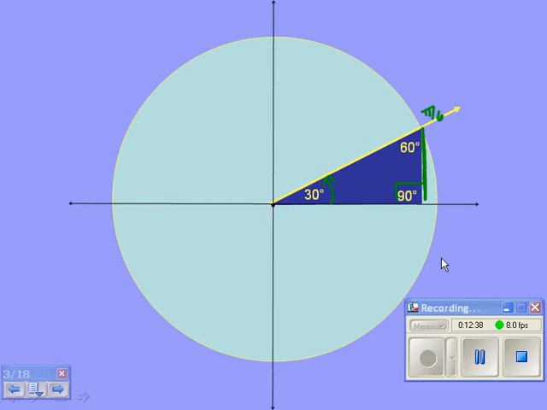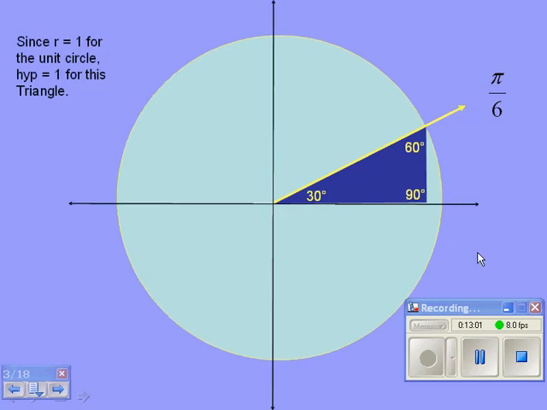Oh, Giovanni says that the hypotenuse is 1, and he is correct. Why is the hypotenuse 1? That is correct. It's the radius, right? The radius is 1 for the unit circle. That means that the hypotenuse is 1 for this triangle.